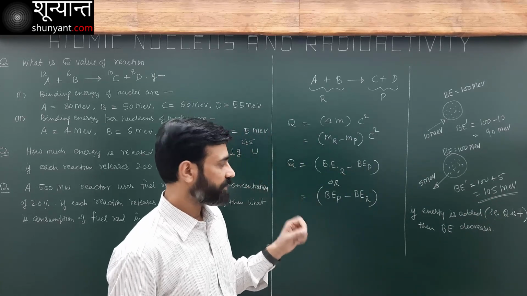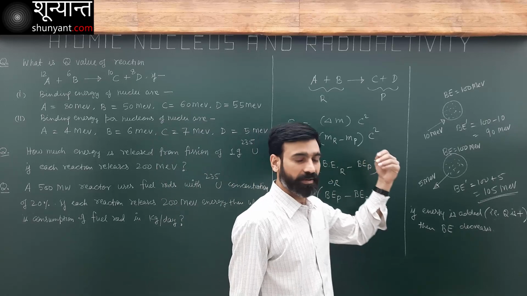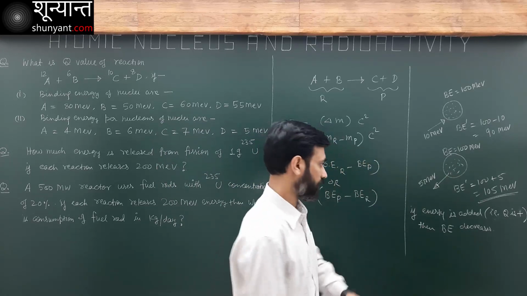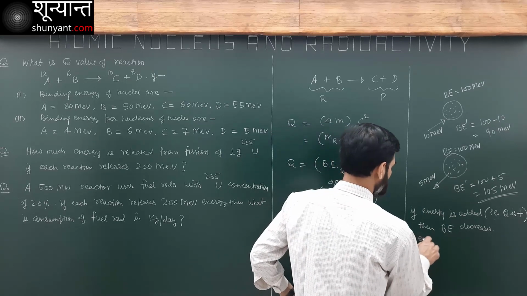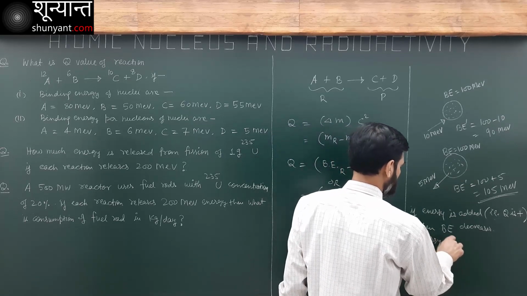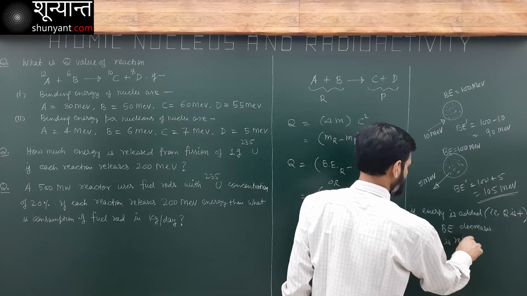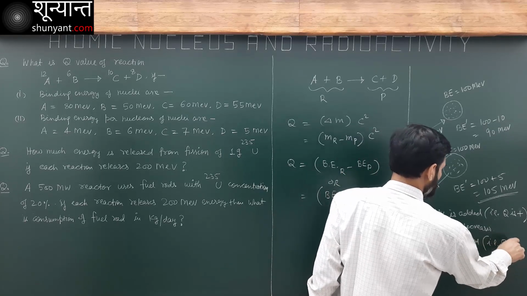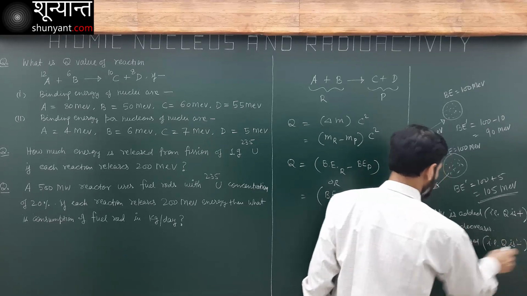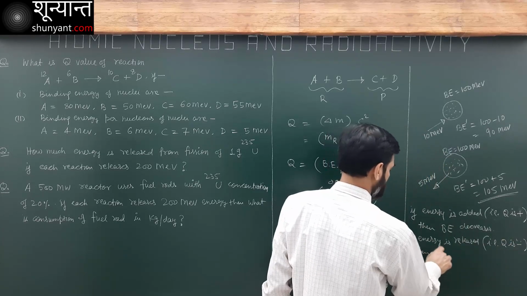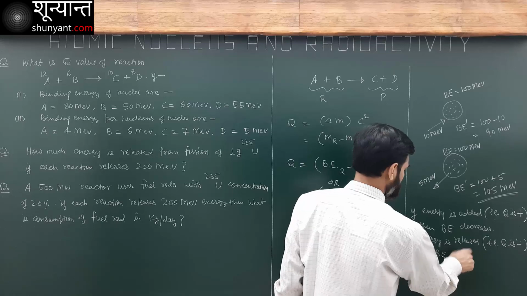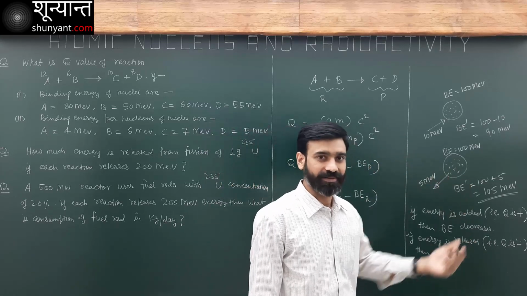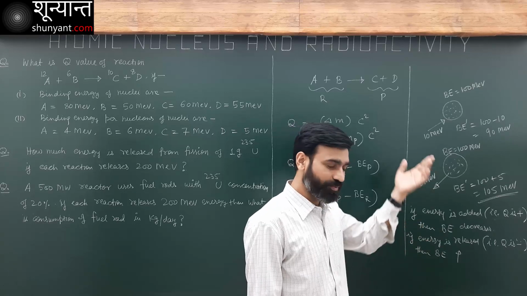Then binding energy decreases. Whatever energy I add to the system, the binding energy is going to decrease by the same amount. And if energy is released, that is, Q is negative, then binding energy increases. If the nucleus releases some energy, in that case the binding energy is going to increase.